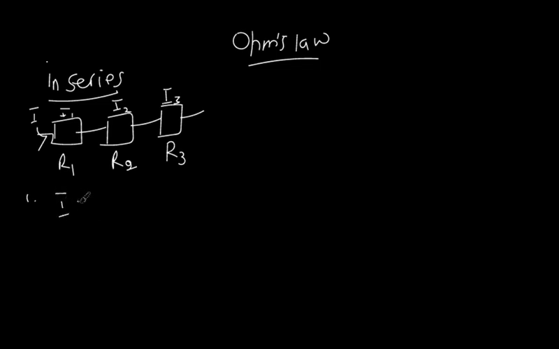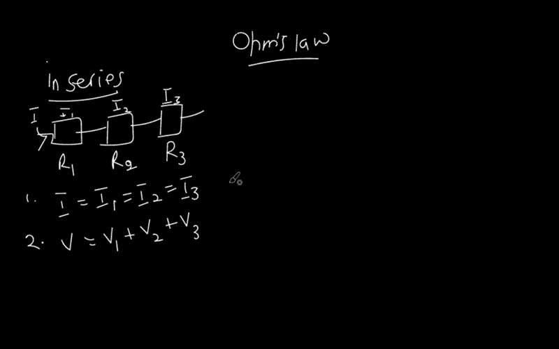So our I is equal to I1, which is equal to I2, which is also equal to I3. So the same current passes through the resistors in series. Now the voltage is split over the resistors. To get the overall voltage, we add the voltage on the first resistor plus the voltage on the second resistor plus the voltage on the third resistor. Assuming we have 4 or 5 resistors, we need to add the separate voltages to get the overall voltage in the circuit.